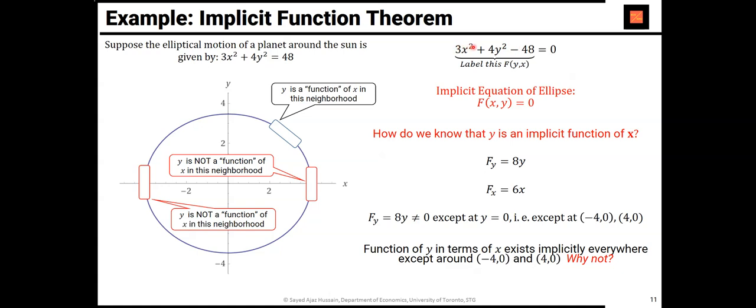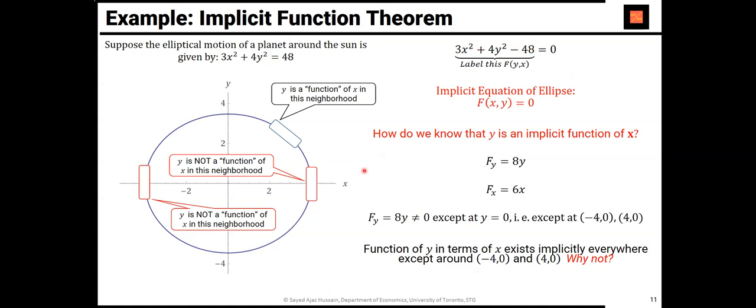So I take a partial derivative with respect to y. Differentiate with respect to y, you get 8y. That's good. I differentiate with respect to x, and I get 6x. And so the partial derivatives do exist. And now I need to find a point where this equation is equal to 0.